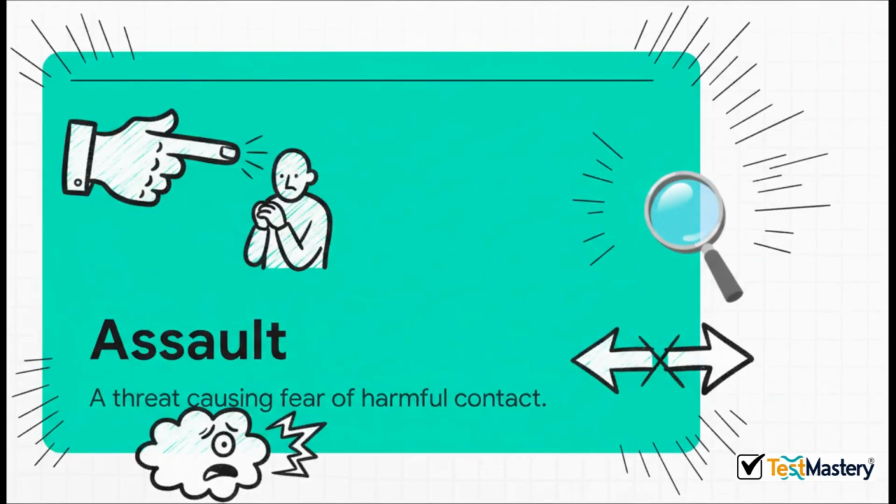First up, we have assault. And here's the key thing to remember. Assault isn't the physical contact itself. Nope, it's the threat of it. So, for example, if you say to a nervous patient, if you don't hold still, I'll have to get someone to hold you down, well, you've just committed assault. You've created that fear of unwanted contact.